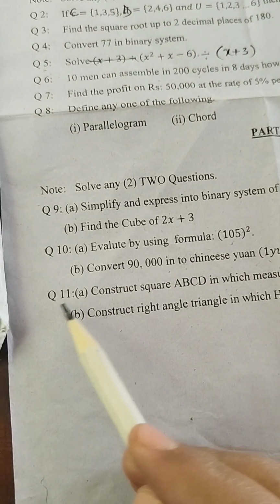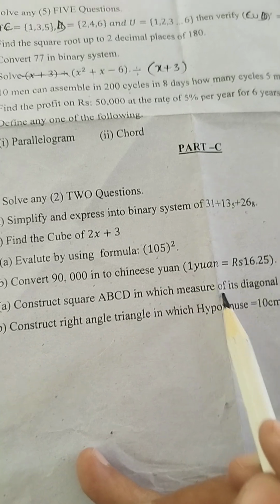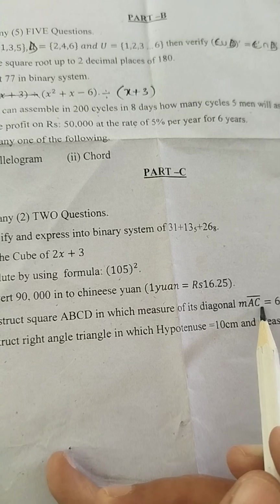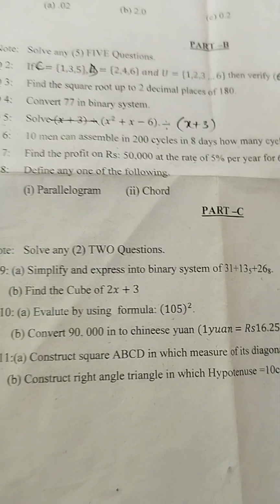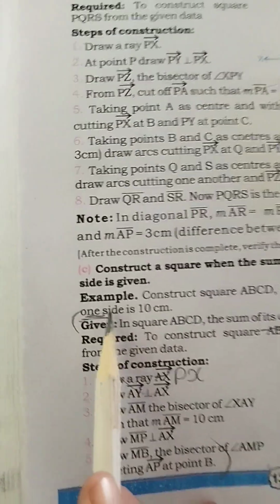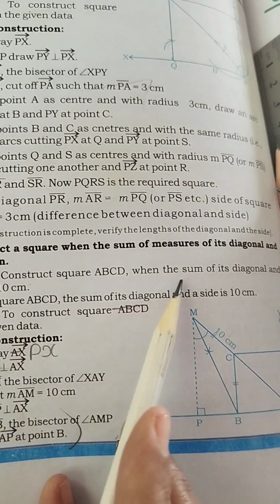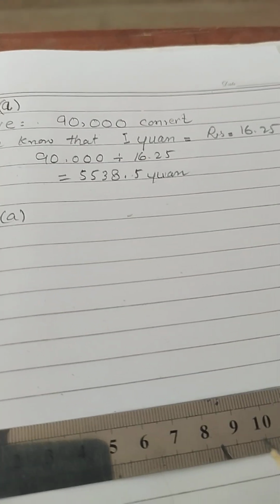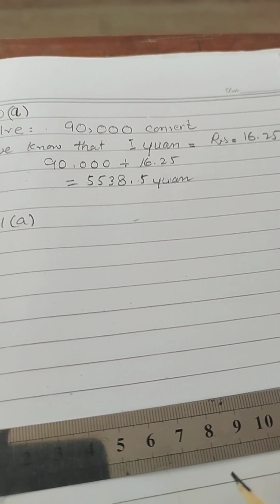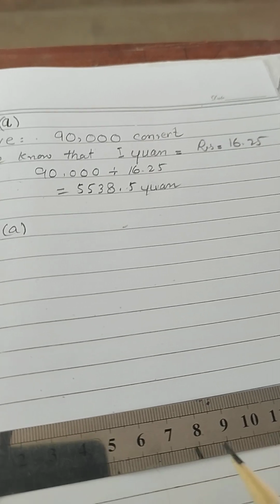Finally, the last question, question number 11a. Construct square ABCD in which the measure of the diagonal AC is equal to 6 centimeters. Open your book and see page 138. We have this example. In this example, construct square ABCD when the sum of diagonal. Okay, we draw a line of 6 centimeters. We know that the square has all sides equal and the diagonals are also equal. That's why we draw a line segment of 6 centimeters.